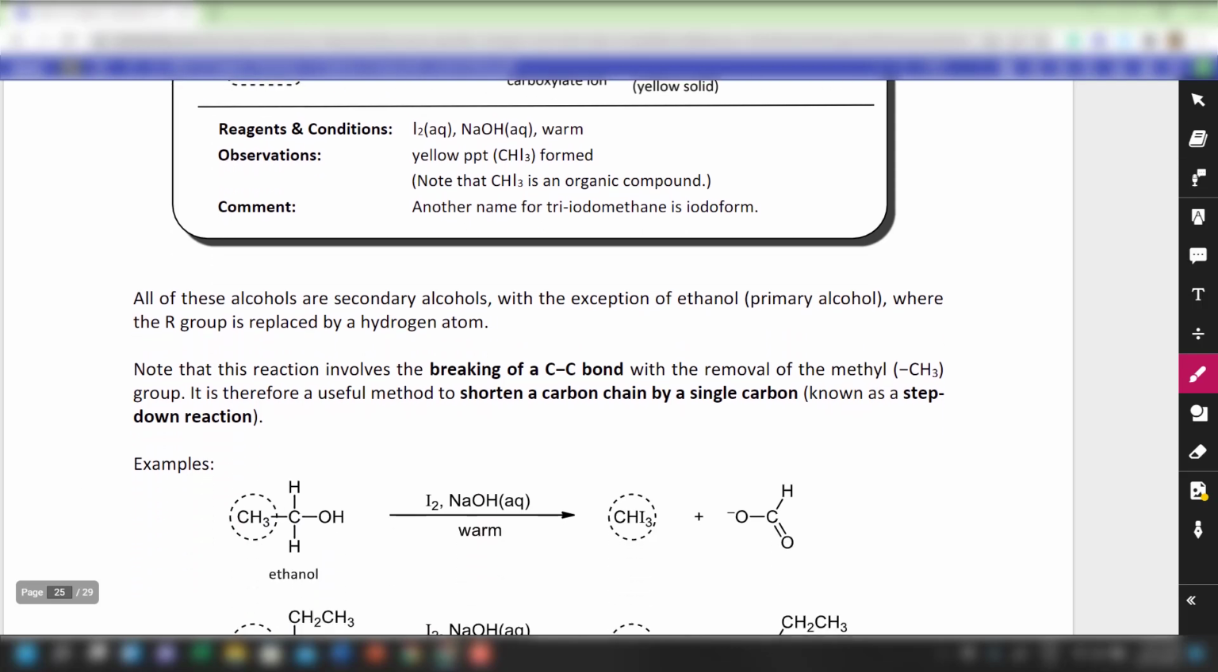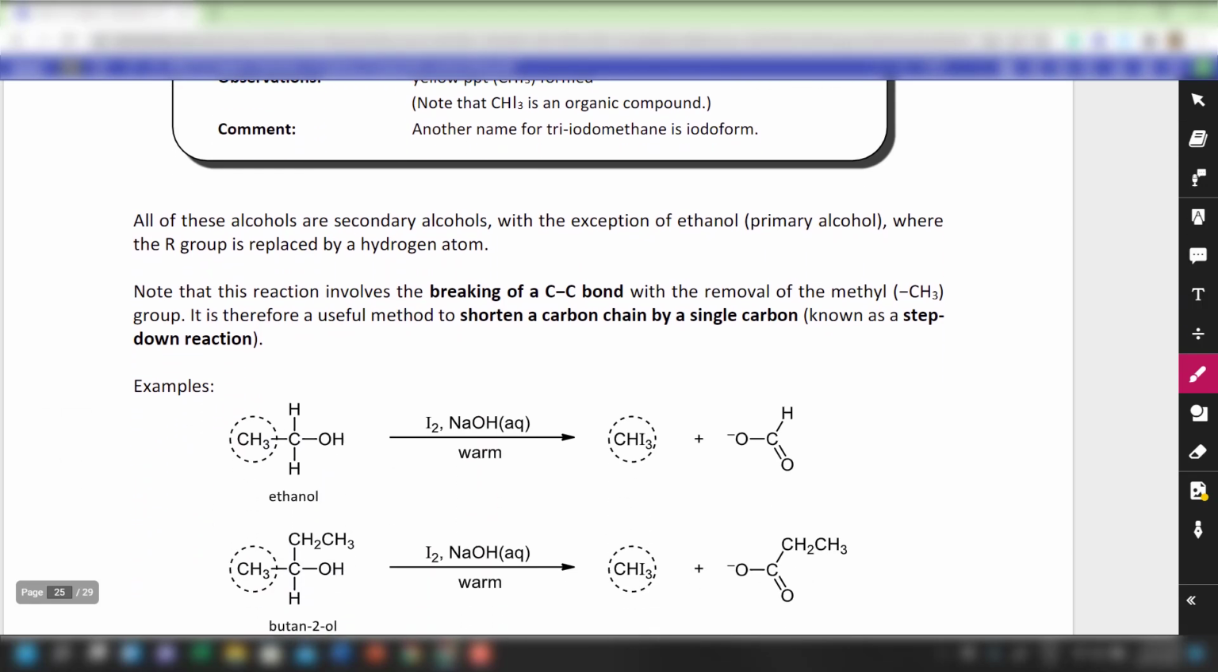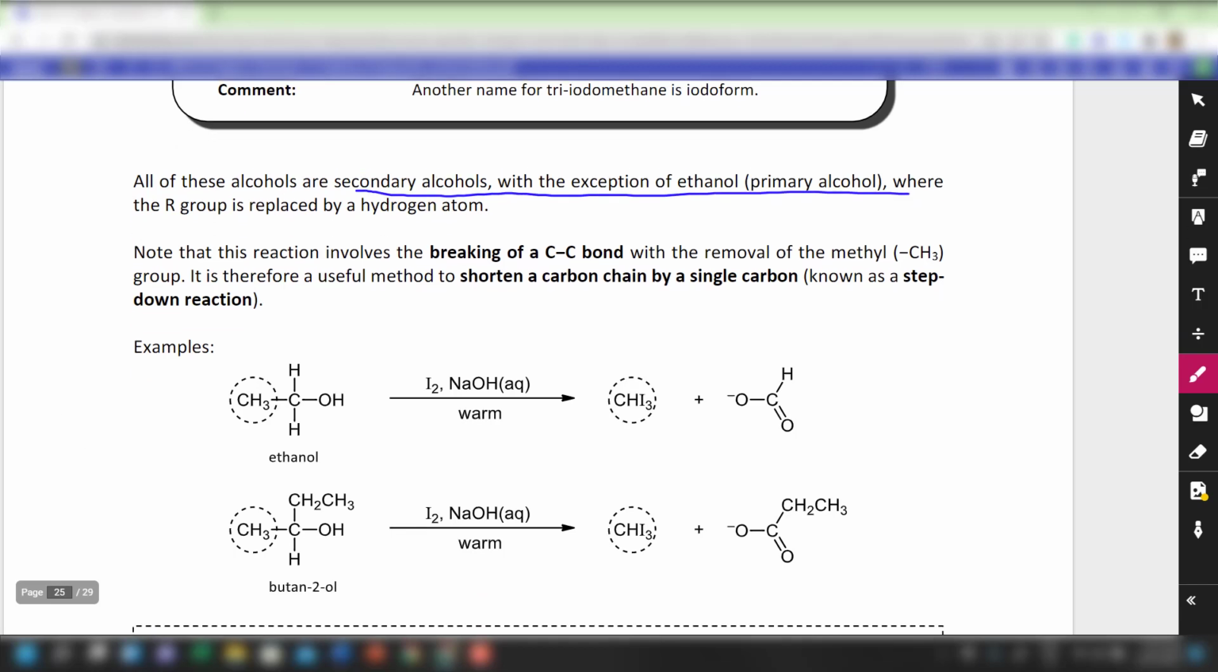Okay, I'm just going to move on quite quickly. I think I mentioned this. All are secondary alcohols except ethanol, which is primary.